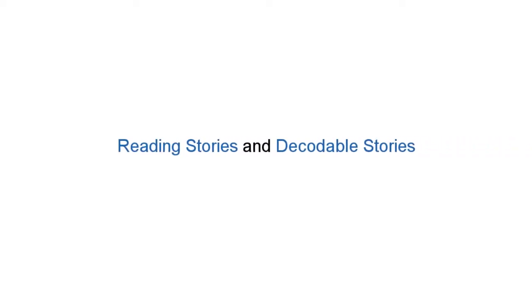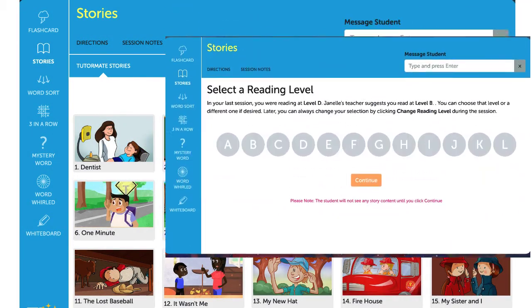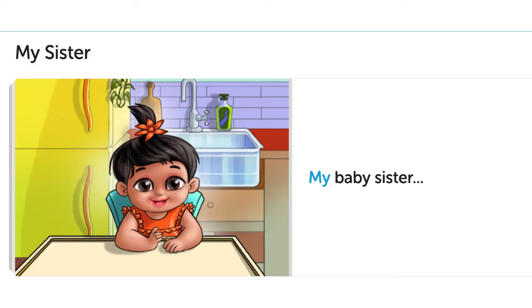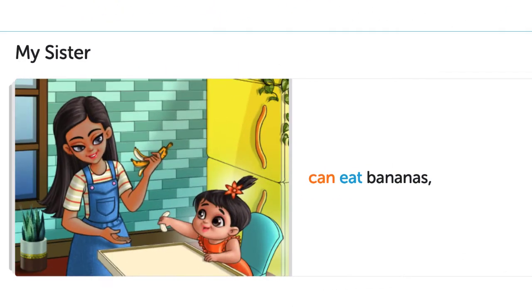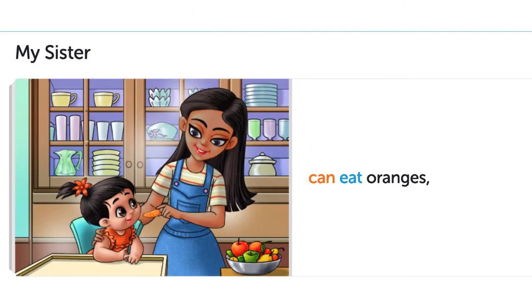Depending on what level your student is reading at, there are two different types of stories to choose from: reading stories and decodable stories. Reading stories are included at each reading level and use words that students are learning in first grade. By reading these stories, students are increasing their word knowledge and practicing newly learned words.